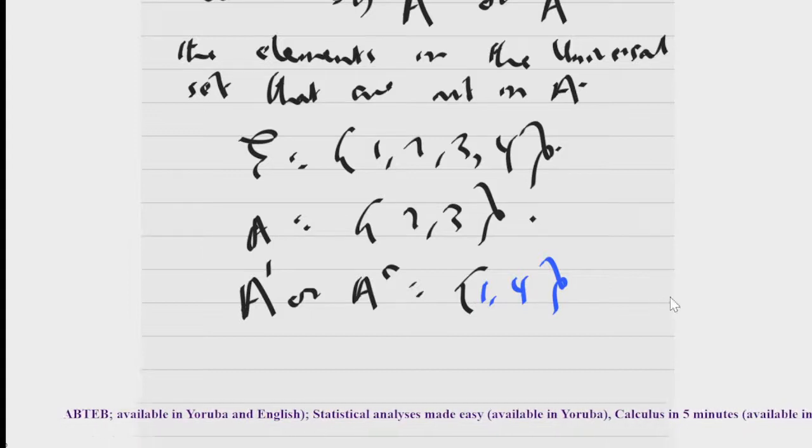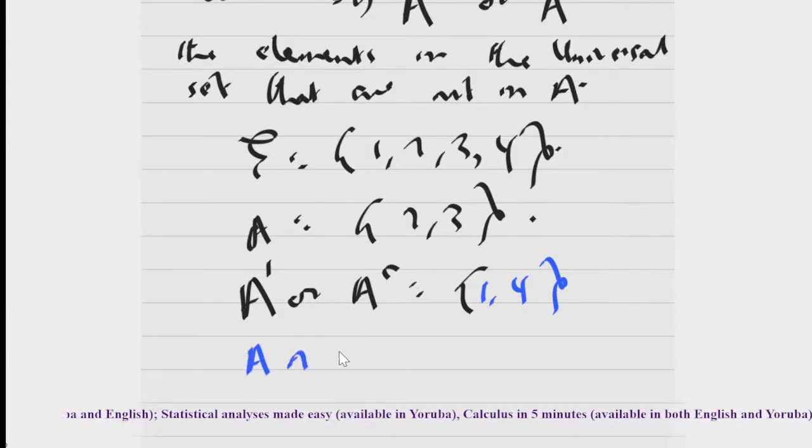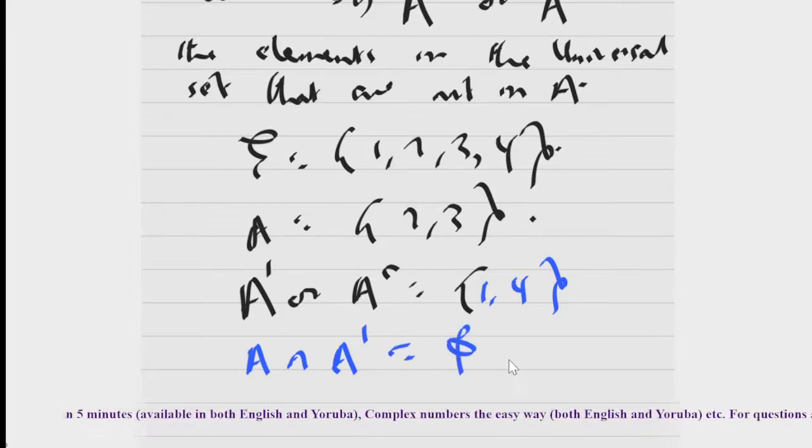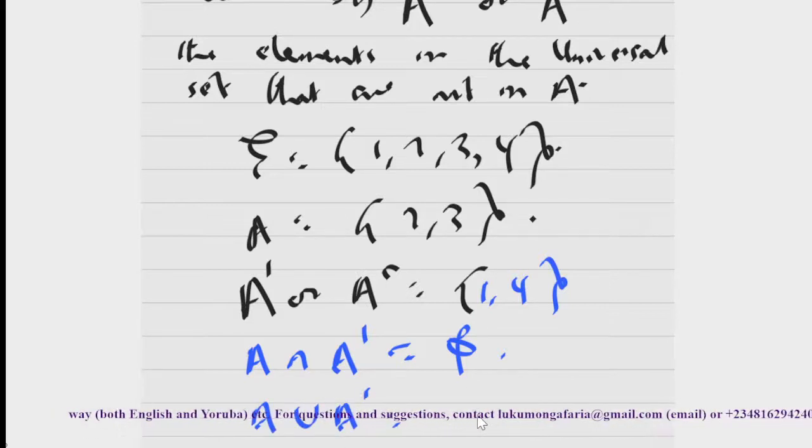So they are the complement of A. Then what can you say about the intersection of A and its complement? That will give you an empty set, because they won't have anything in common. Now what can you also say about the union of A and its complement? That's going to give you the universal set. In essence, a set and its complement are disjoint. Is it not true? It is very true because they don't have anything in common.